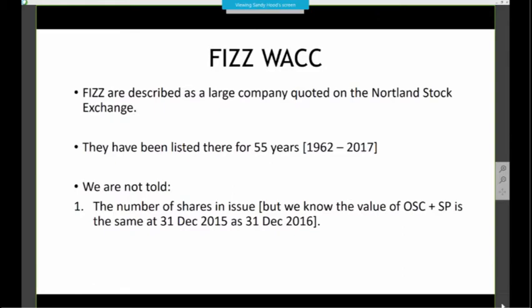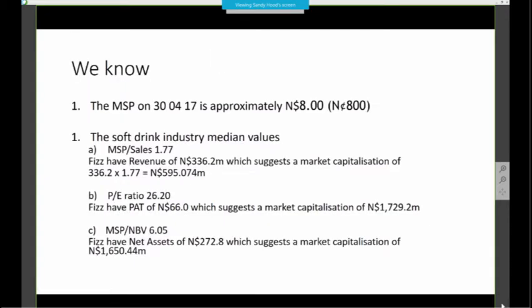So we know that they're described as a large company. We know that they've got a quote on the Northern Stock Exchange. We know that they've been around for 55 years. We don't know how many shares they've got in issue. We know that there's a book value, and that book value hasn't changed. So we've got some other things.